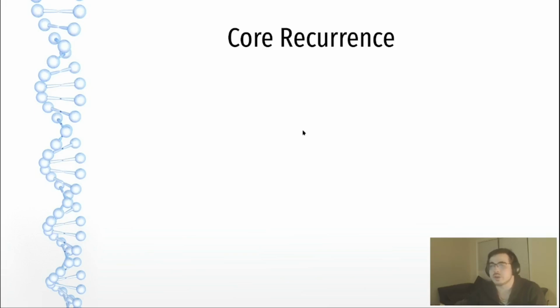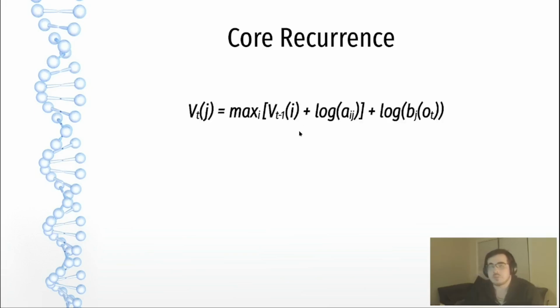So our core recurrence, because this is a recursive algorithm: for each time step t and each state j, we compute the best score of any path ending at that state. We do that by taking the maximum over all previous states i, adding the previous best score, the transition probability from i to j, and the emission probability of observing the current symbol from state j. In practice, we usually work in log space, which turns products into sums and improves numerical stability.